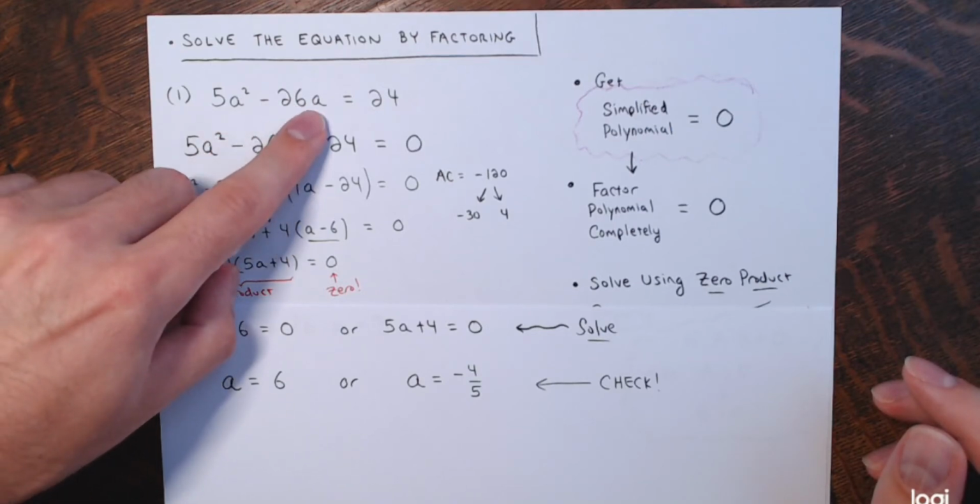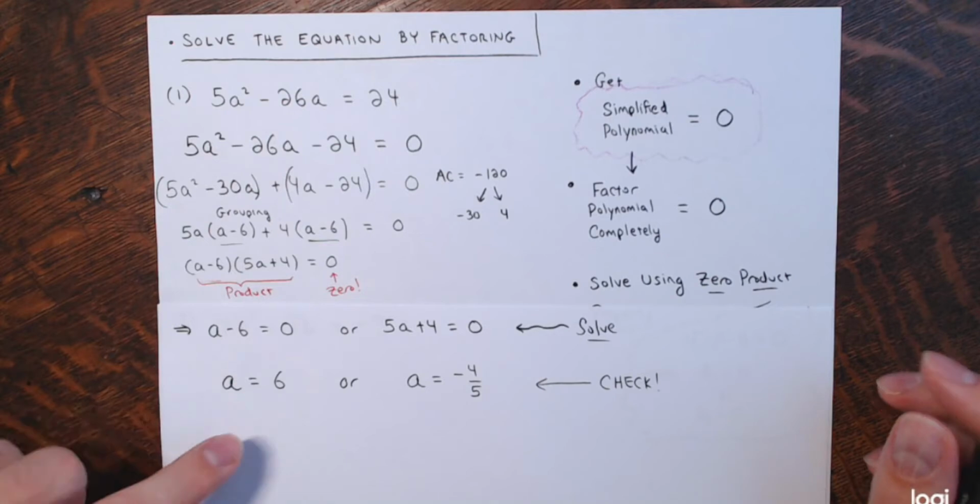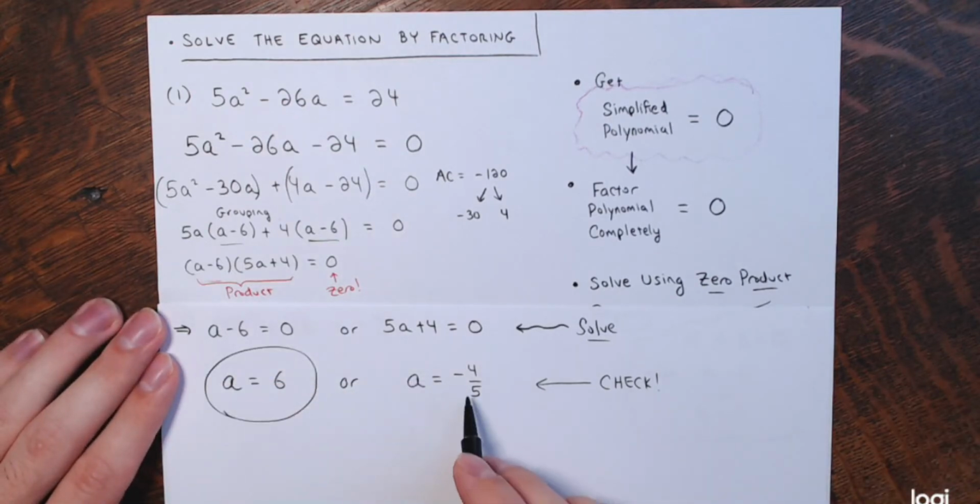26 times 6 is 156. And 180 minus 156 is indeed 24. So this works. And I'll leave it to you for negative 4/5, but it also works.